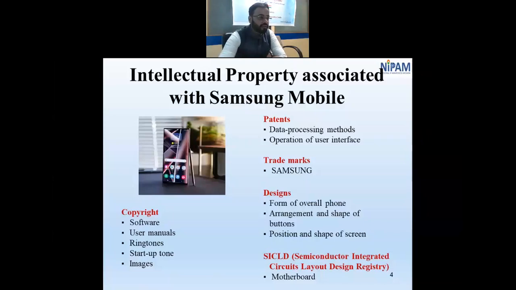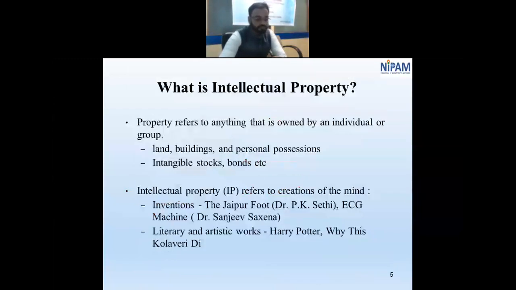It was just to give you a brief introduction about how a simple smartphone has so many different intellectual property rights associated with it. Often we get confused between patent, trademark, design, and we use these words interchangeably, but it is not right. Each word has a significant connotation attached to it.